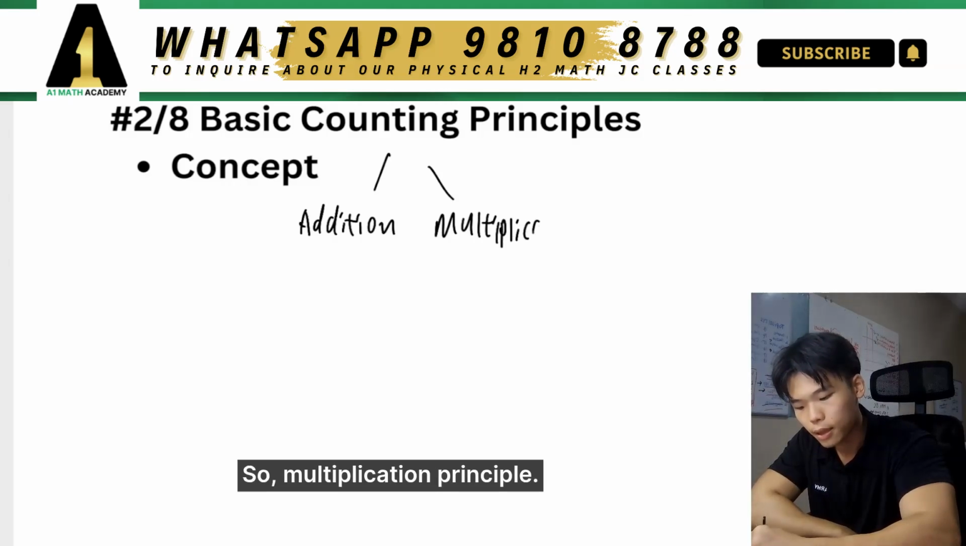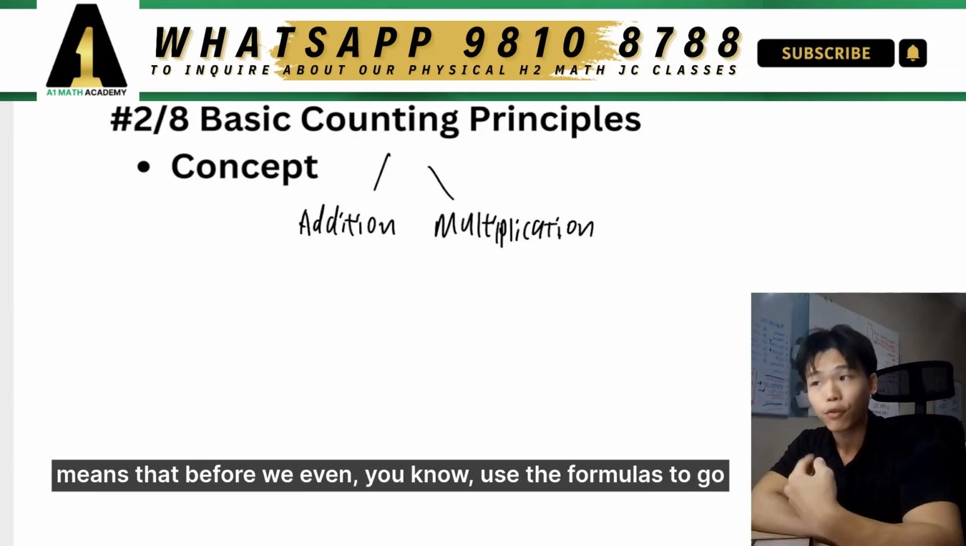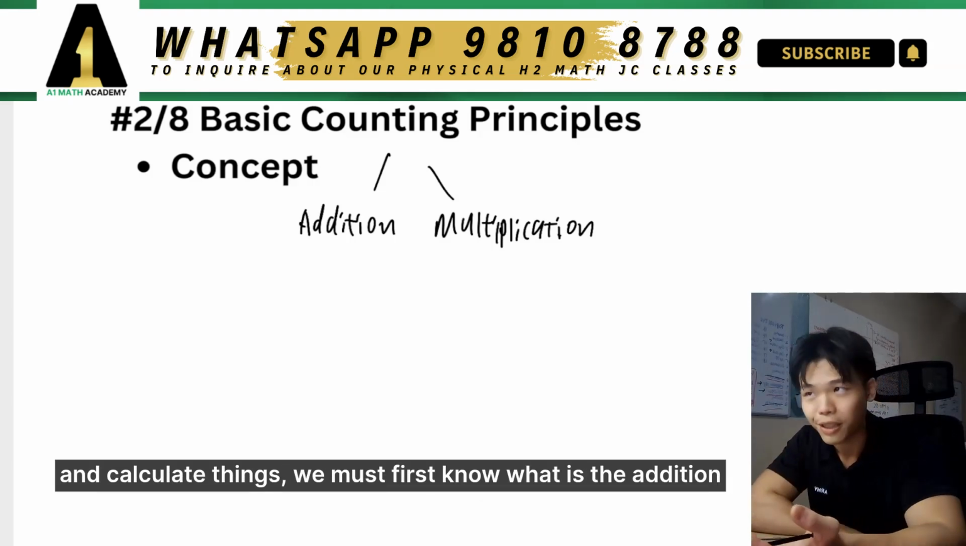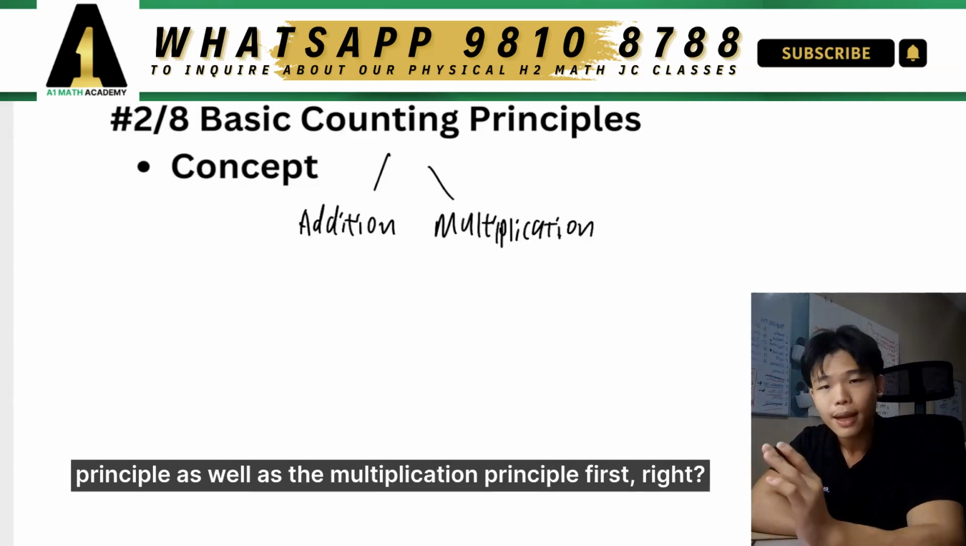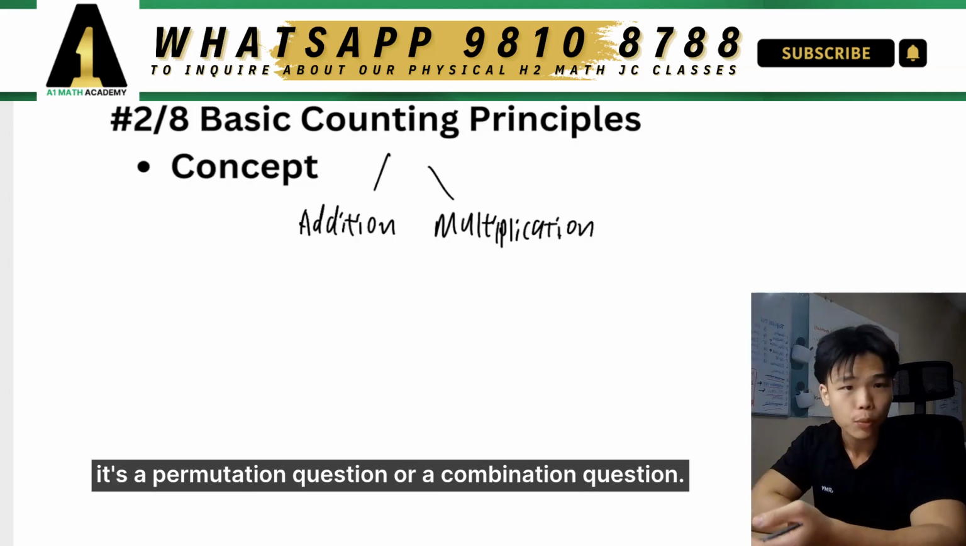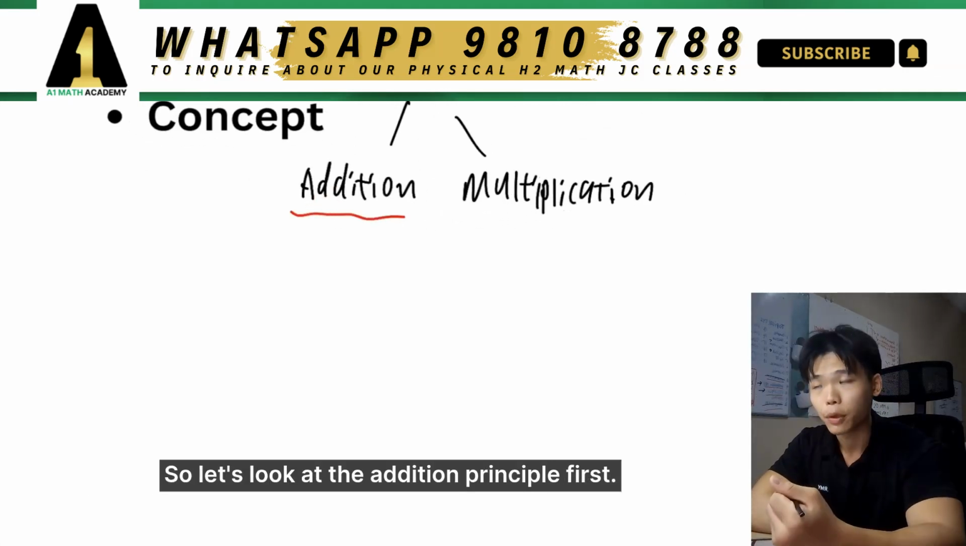Now, these two principles are the fundamentals of it all, which means that before we even use the formulas to calculate things, we must first know what the addition principle and the multiplication principle are. They will appear in all questions, regardless of whether it's a permutation question or a combination question. So let's look at the addition principle first.